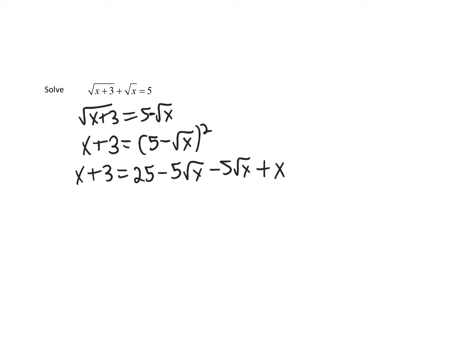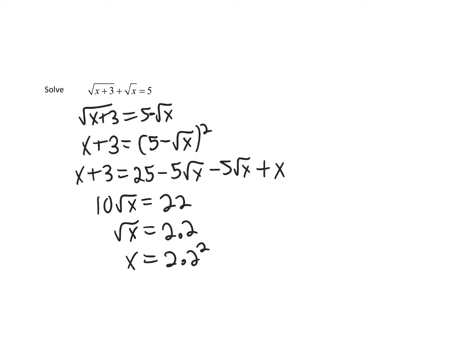Collect like terms, move things around. You'll have 10 root x equals 22. Divide both sides by 10. Root x equals 2.2. Square both sides. You get x equals 4.84.